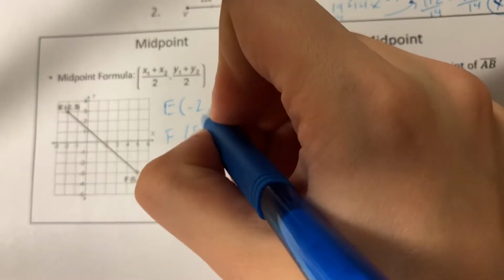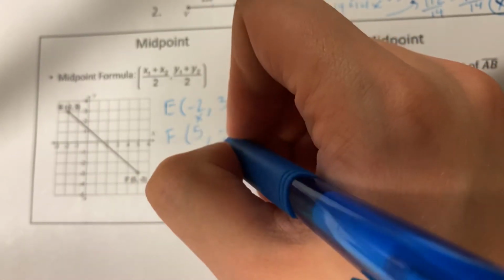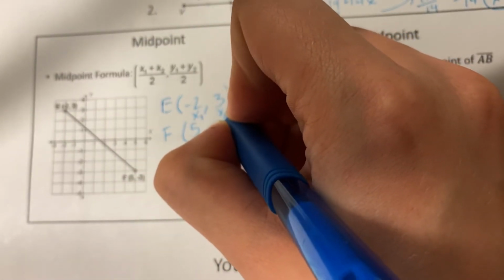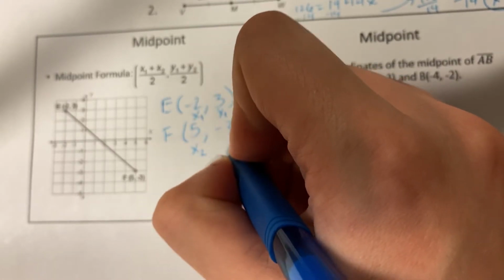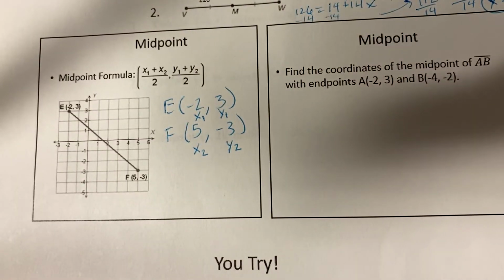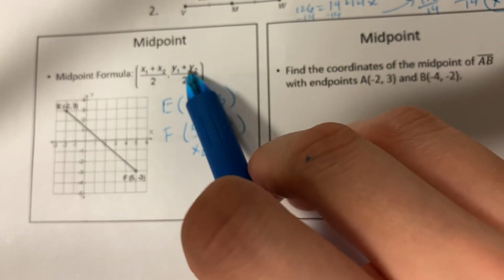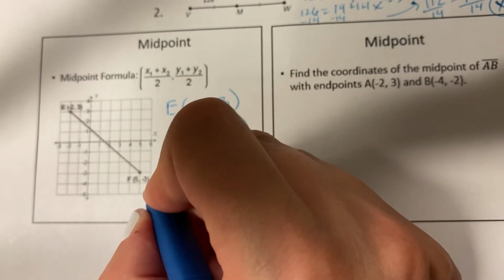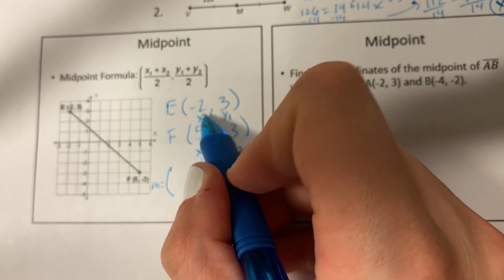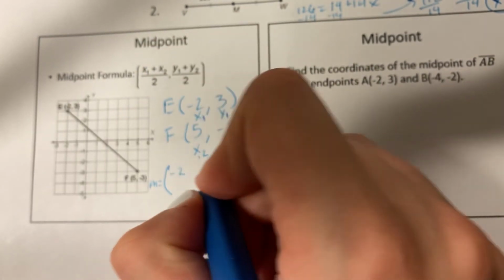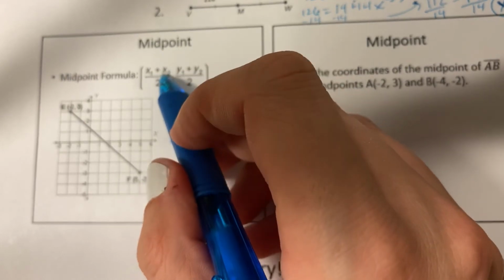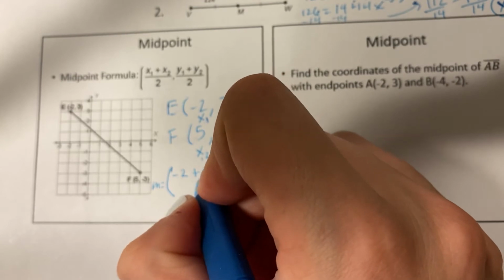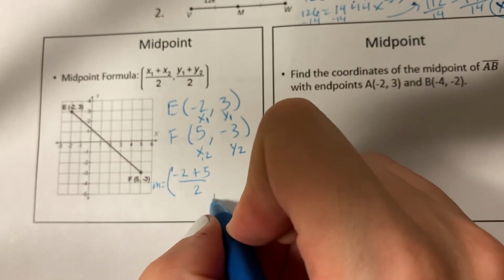Step 2 would be then, okay, I'm going to label this first point. It doesn't matter which one you label x sub 1, x sub 2, but I'm going to label this first one x sub 1, y sub 1, and this second one x sub 2, y sub 2. The reason I'm labeling those is because I'm going to plug them into this formula. This is my midpoint. So x sub 1 is negative 2, so I'm plugging in negative 2 here. X sub 2 is 5, sorry, so I'm plugging it in and then dividing by 2, so I'm just keeping everything the same.